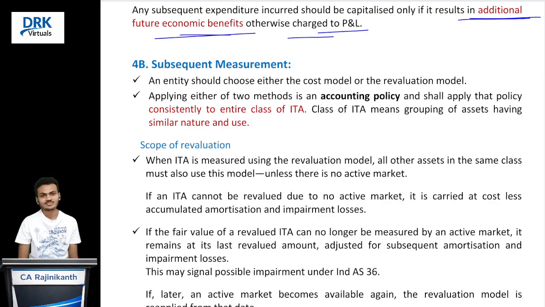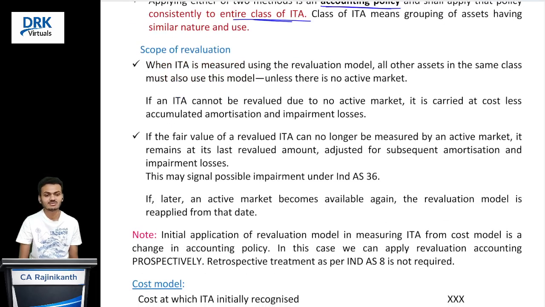Standard is saying that for that subsequent measurement, either you can follow the cost model or the revaluation model. Whichever model you are going to follow, that will become an accounting policy, and that policy we should apply consistently to the entire class of intangible assets. Class of intangible asset means what? Assets having similar nature and similar usage. Suppose we are having software and patent rights, they do not have similar nature and similar usage, correct? So you can apply different models for those.